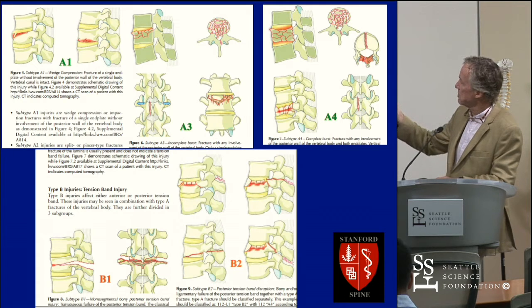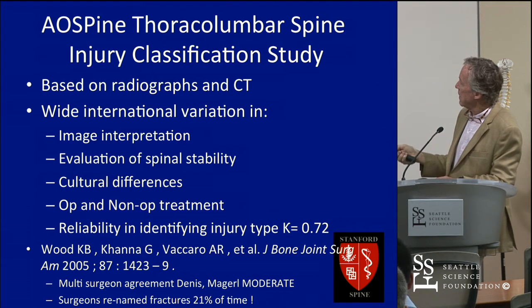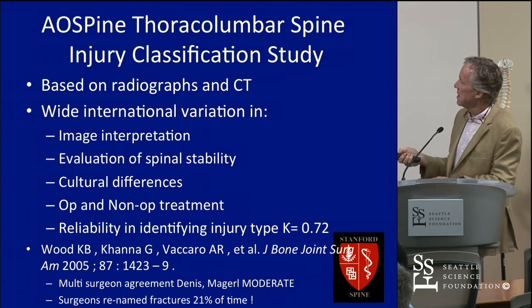The compression type fractures labeled as A, ranging from simple compression of A1 all the way up to complete burst fractures, the A4. And because there was such wide international variation with their image interpretation, even the ability to have the machines to do this sort of thing, we wanted to have some sort of radiographic and CT evidence, because MRIs aren't always present in a lot of situations, but they do have CTs and radiographs. It turns out that this AO spine thoracolumbar, again, a simple variant of TLIX, turned out to be quite reliable in identifying the injury type and promoting the appropriate treatment as such.